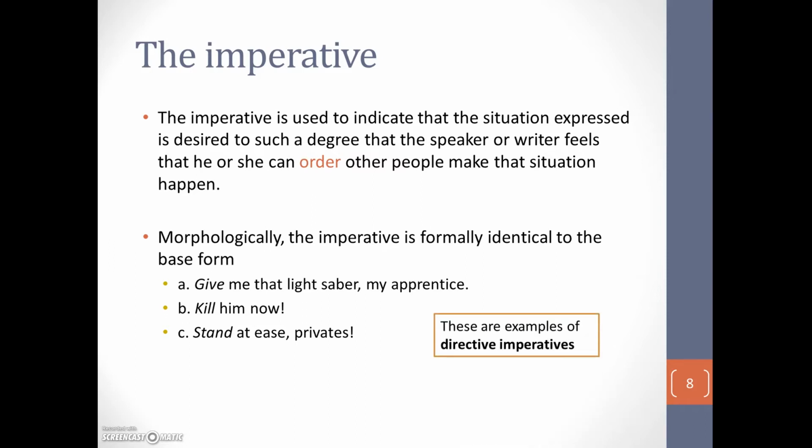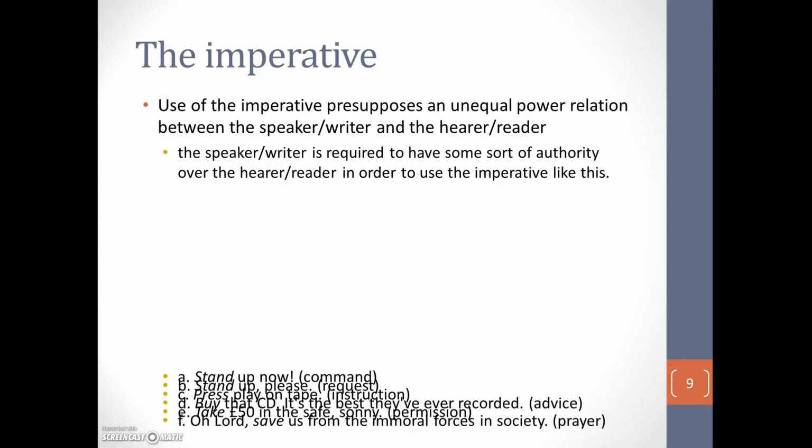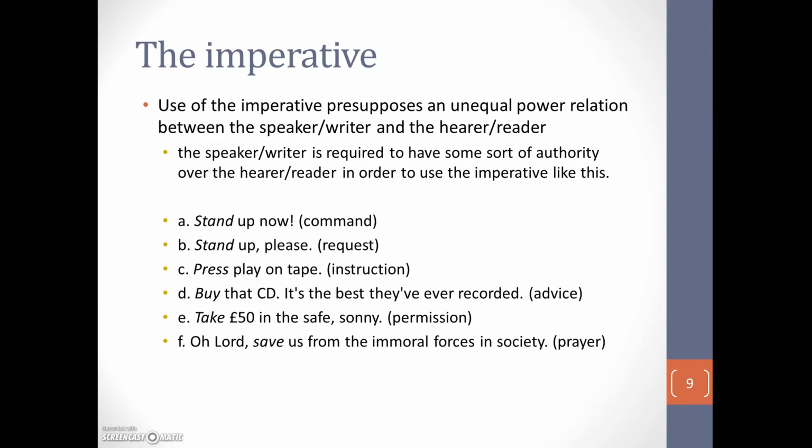So these are examples of what we call directive imperatives. Now, you should note that the use of the imperative mood presupposes an unequal power relation between the person speaking and the person listening, because the speaker is required to have some sort of authority over the hearer in order to be able to give out orders, right? To use the imperative. So in addition to giving orders, we can use the imperatives for other things, but these are all sanctioned by this unequal power relation.